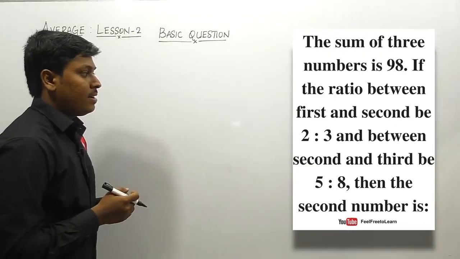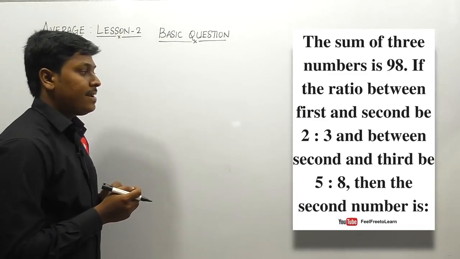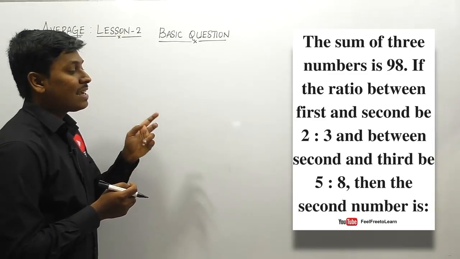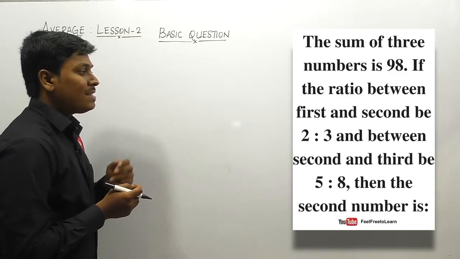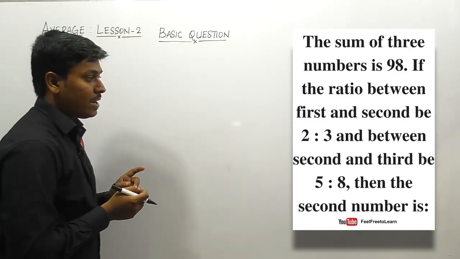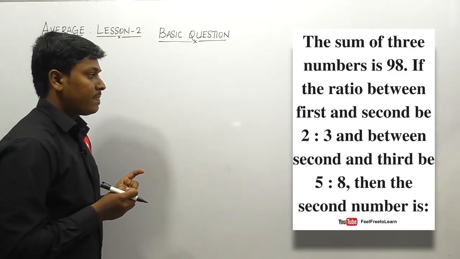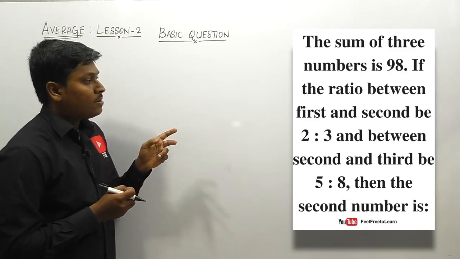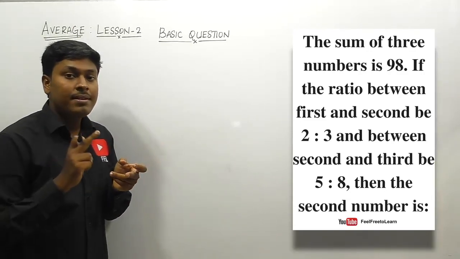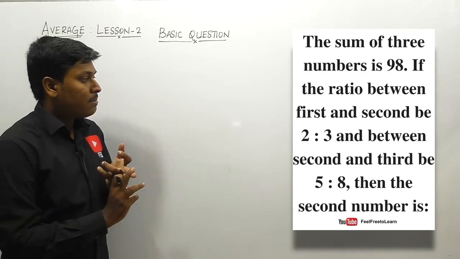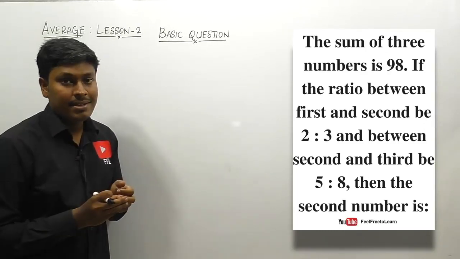Question number 10. The sum of three numbers is 98. If the ratio between the first and second number is 2:3 and the second and third number is 5:8, then what is the second number? Friends, this question can be solved using two methods. If you have already learnt the ratio and proportion topic, by applying a small trick you can get the answer easily.